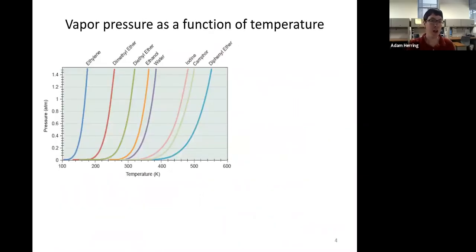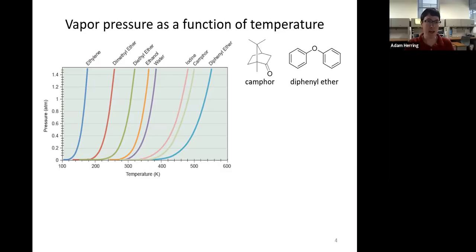As we saw earlier, vapor pressure is going to be a function of temperature. This plot looks at just that. We see for a variety of different substances what the pressure of that substance is as a function of temperature. You're probably not familiar with camphor or diphenyl ether, but these are large organic molecules. All of the other ones, ethylene, dimethyl ether, diethyl ether, ethanol, water, and iodine, you should be able to figure out what they are based on their name. If you don't, then I would recommend looking them up.